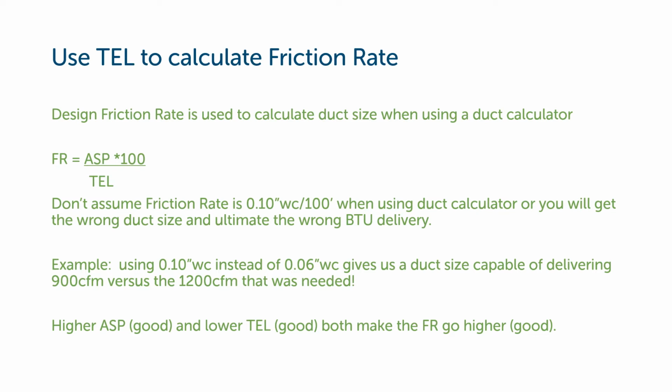When you calculate the friction rate for a particular design, you're finding out how much pressure drop you can get away with for each 100 feet of effective length of your duct system. If the friction rate is higher, you can use smaller, more restrictive ducts. And if the friction rate is lower, you want to use larger ducts. Hopefully that makes sense.